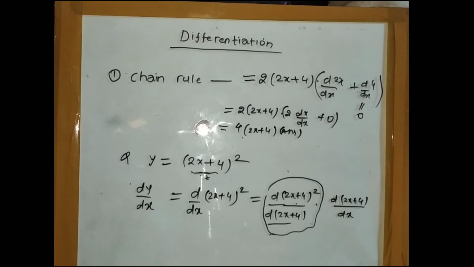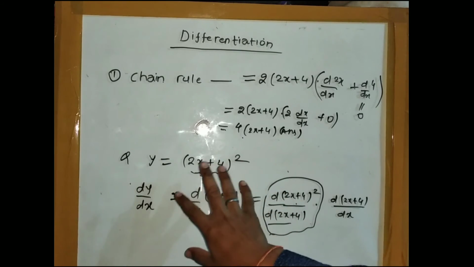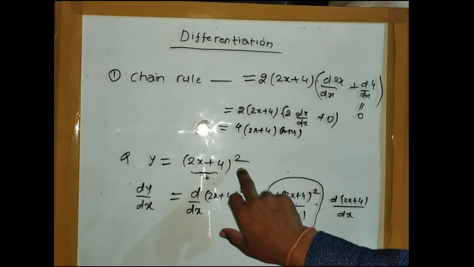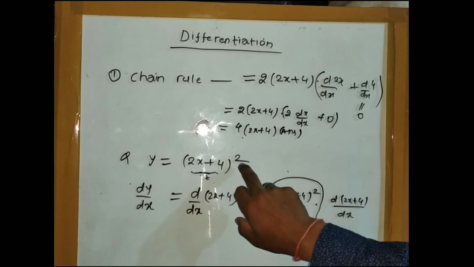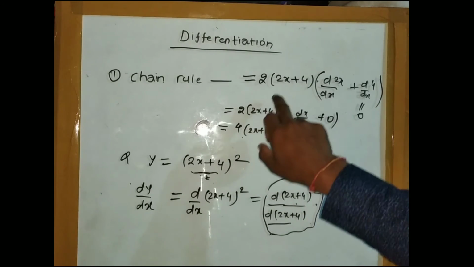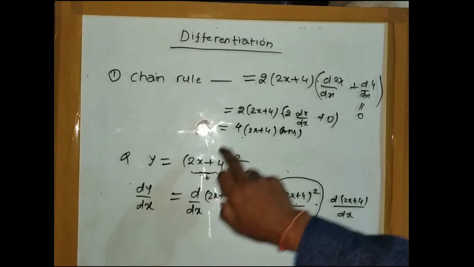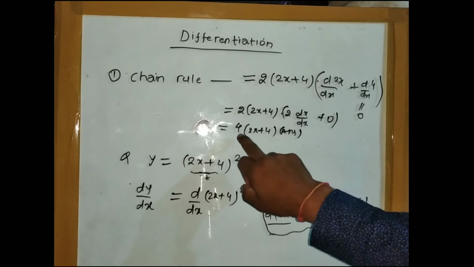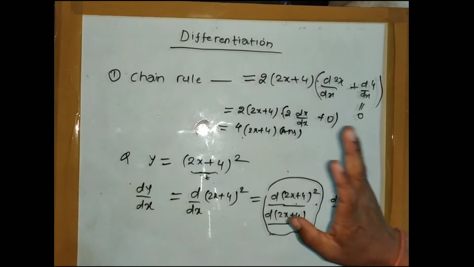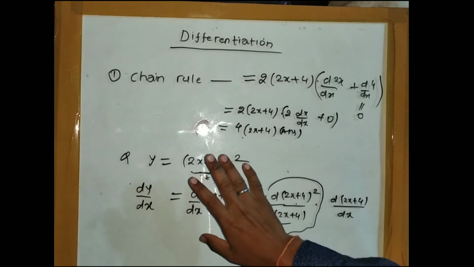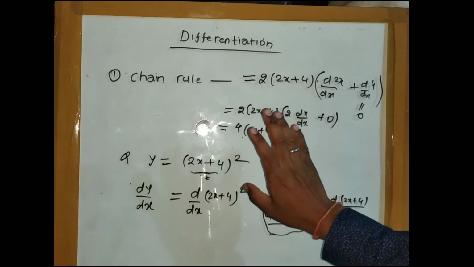I repeat this concept once again. First find the derivative of the outside function. So we first find the derivative of (2x plus 4) square, which is 2 into (2x plus 4), and then we take the derivative of the inner function, means 2x plus 4, and we know that the derivative of 2x plus 4 is 2, because dx by dx is 1. So in the chain rule we always first find the derivative of the outer function and then the derivative of the inner function. This is the basic concept that we use in the chain rule.